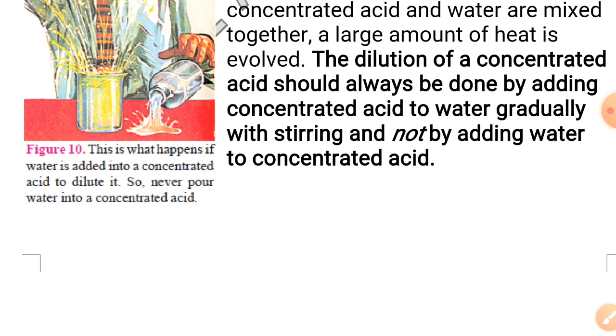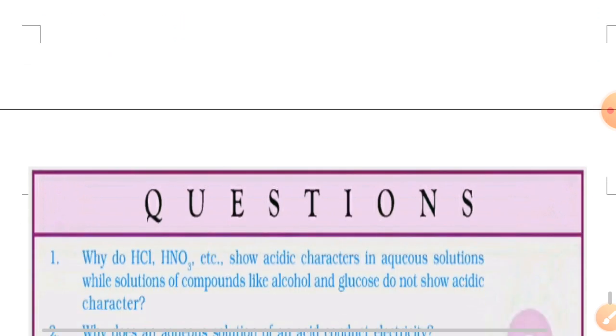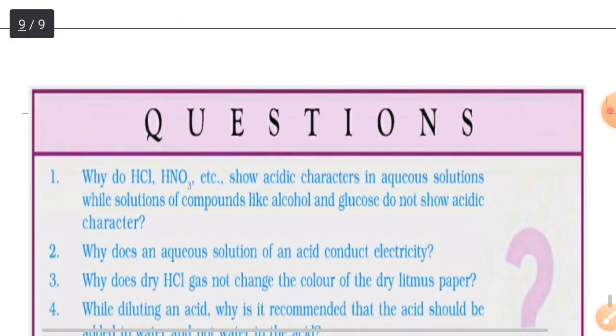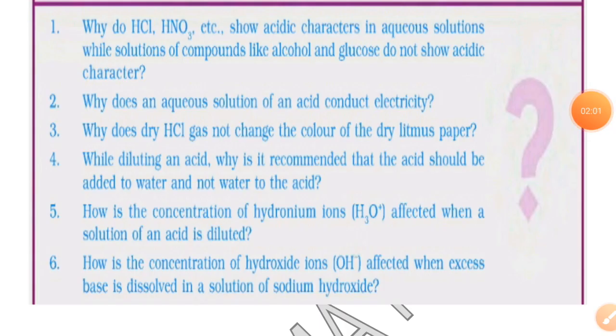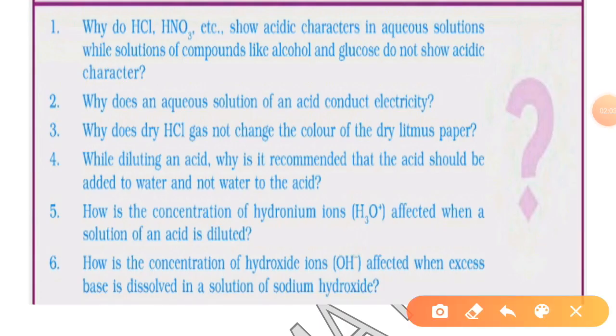Now let's discuss a few in-text questions. The first one is, why do HCl and HNO3 show acidic character in aqueous solution, while solutions of compounds like alcohol and glucose do not show acidic character?